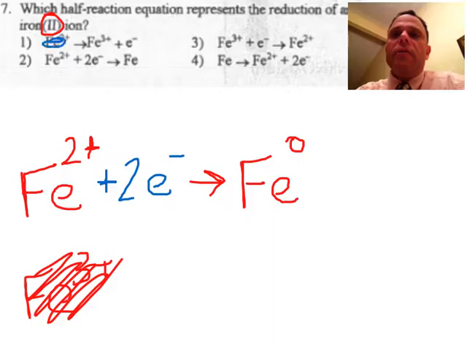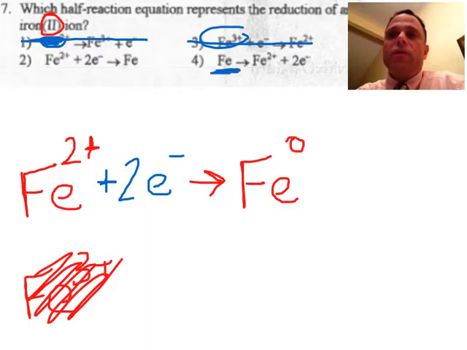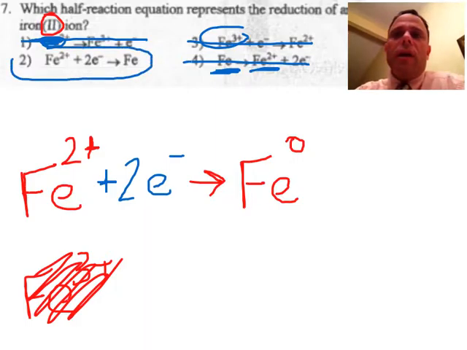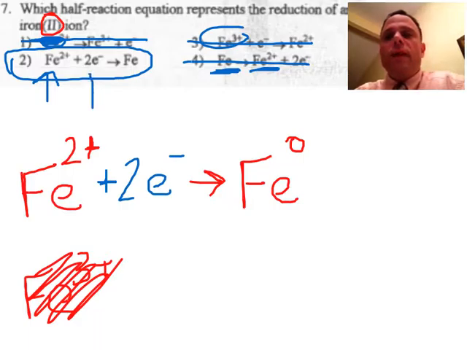Now, which one does this match? Okay, there's the iron 2, but it is not gaining an electron. That says iron 3. This one just says iron 2, with the iron 2 on the product side, cannot be. This one is showing the iron 2 right here gaining 2 electrons to become iron with an oxidation number of 0. Choice 2.